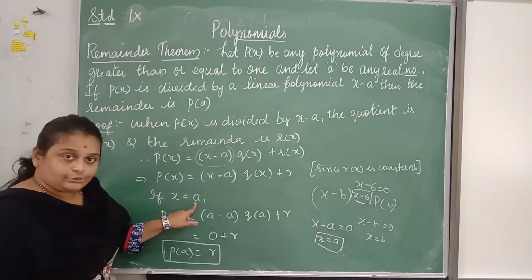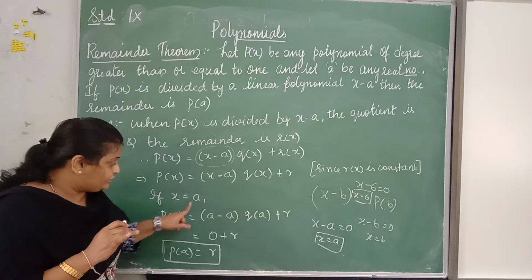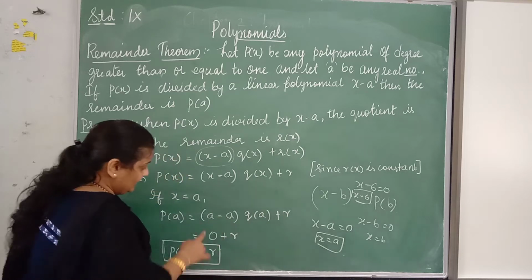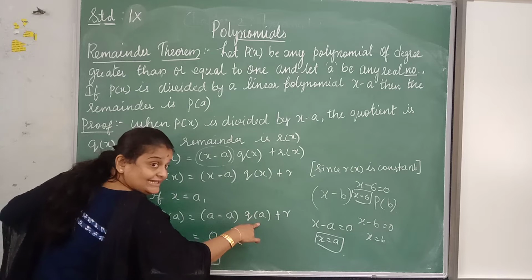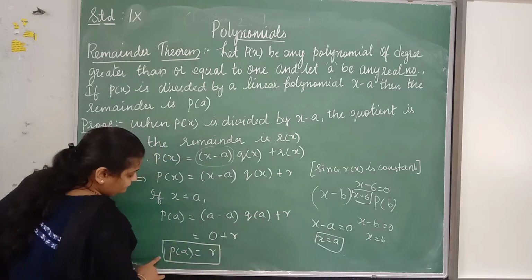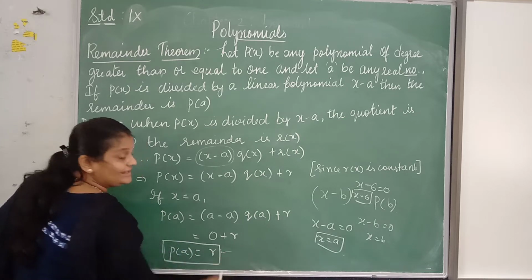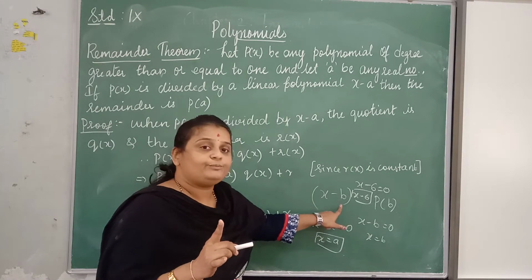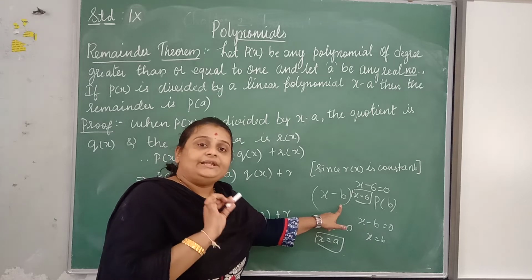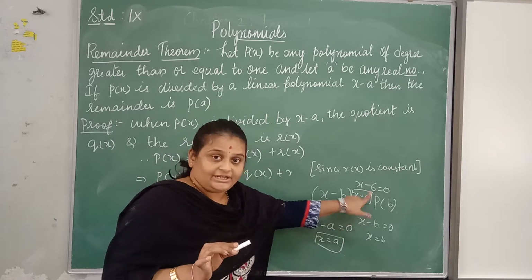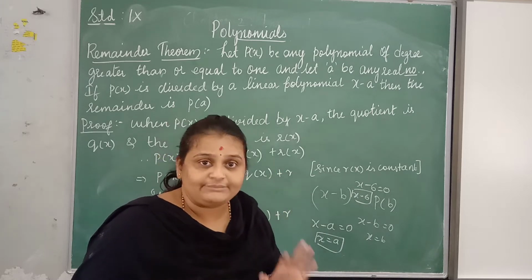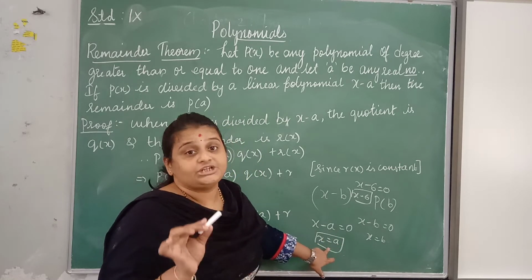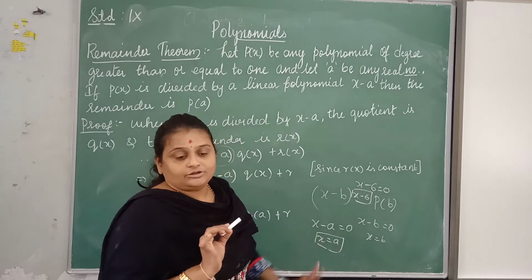So if x is equal to a, then in place of x you are supposed to replace it by a. Then p of a is equal to a minus a into q of a plus r. A minus a is nothing but 0. 0 into any term is 0, plus r. So therefore p of a is equal to r, which is nothing but the remainder. So once you use this remainder theorem, the first thing is you have to equate the linear polynomial to 0. Whatever value you get should be substituted wherever you have the variable. Then after substituting, the answer you get will be your remainder. Hope you have got this concept.